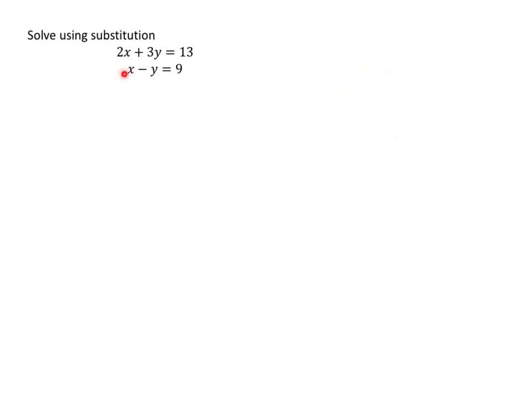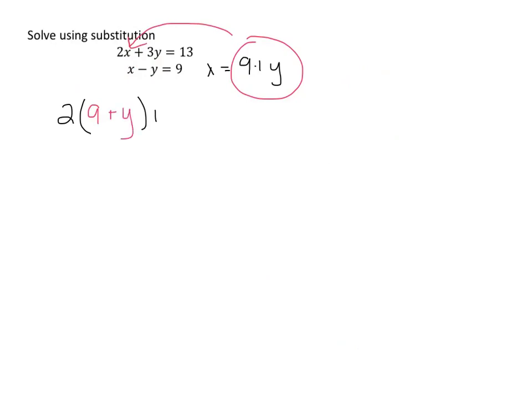I'm going to solve this equation for x because if I solve it for y, it's going to take more steps because I would have to deal with this negative. But if I solve for x, all I have to do is add y to both sides. So this equation becomes x is equal to 9 plus y. I will then substitute 9 plus y in place of x. So I get 2 times 9 plus y plus 3y is equal to 13.